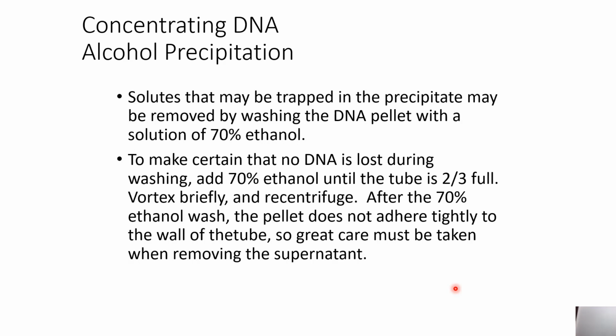Now, solutes that may be trapped in the precipitate may be removed by washing the DNA pellet with a solution of 70% ethanol. To make certain that no DNA is lost during washing, you can add 70% ethanol until the tube is 2/3 full. You can vortex briefly and centrifuge. After the 70% ethanol wash, the pellet does not adhere tightly to the wall of the tube. So great care must be taken when removing the supernatant, right? Because you should not disturb the pellet.